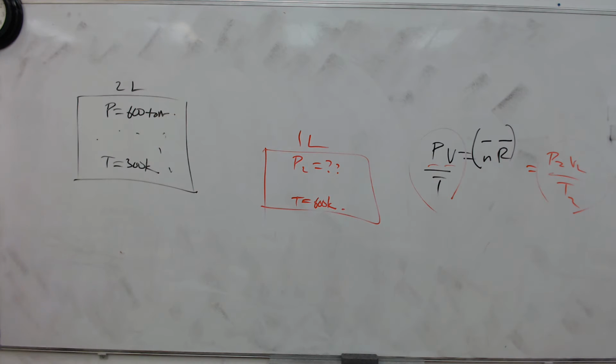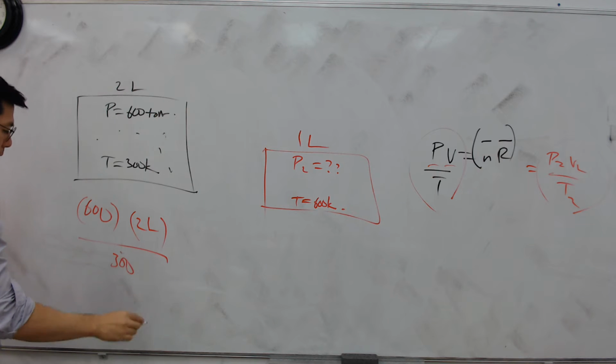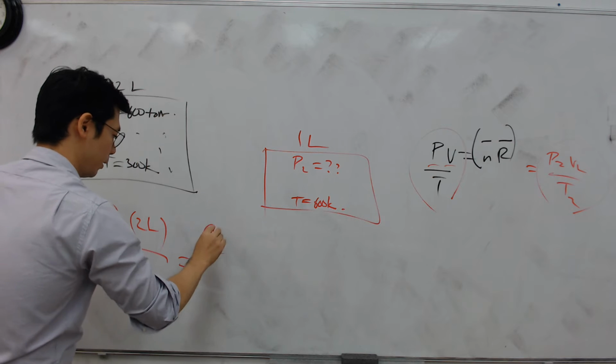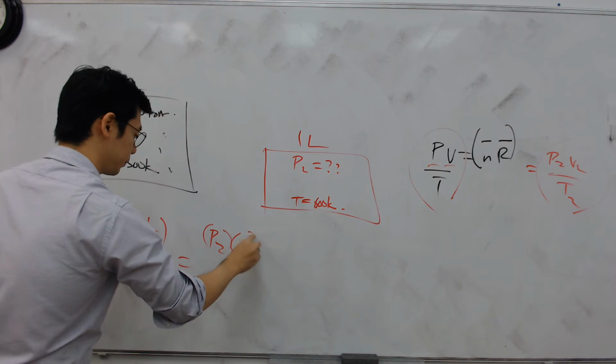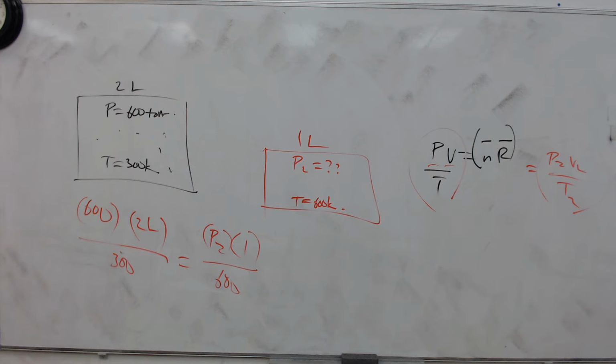So what do you do, guys? Plug in numbers. Looking at it, the pressure is 600 torr, the volume is 2 liters, divided by 300 Kelvin is equal to P2, which is what we should calculate, the volume is 1 liter, divided by 600 Kelvin. So that's the equation I set up. And all you have to do is figure out an answer.